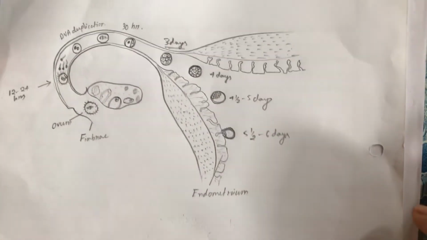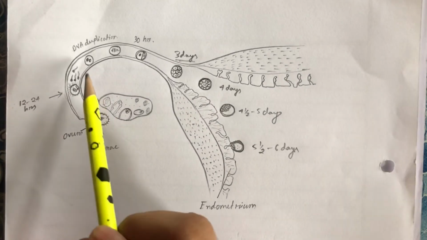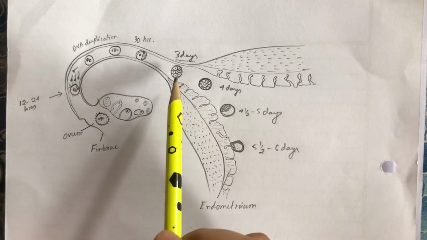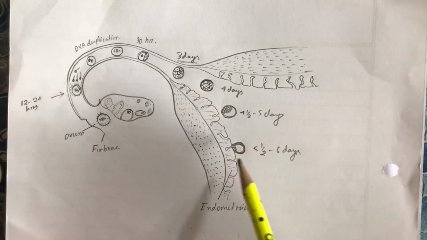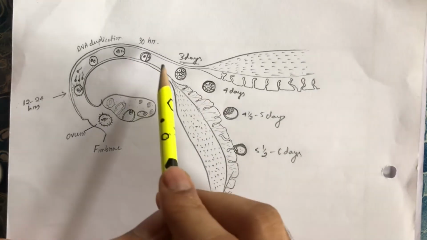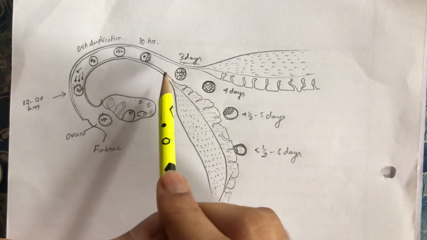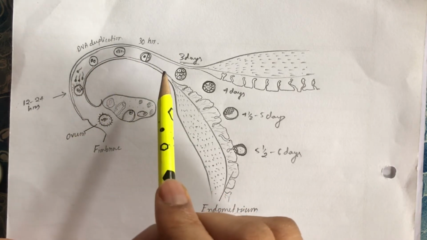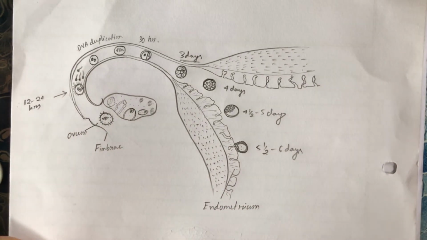The extra concept is that if this zygote, for any reason, does not come to the endometrium and implants over any part of the fallopian tube, then this complication is called ectopic pregnancy. The treatment of ectopic pregnancy is the termination of the pregnancy, nothing else. By medications or surgical removal, you should terminate the pregnancy.